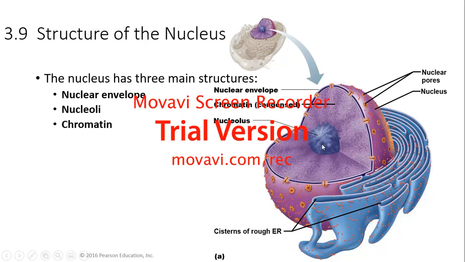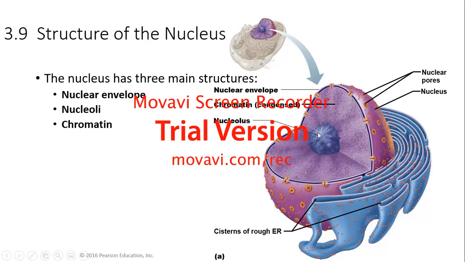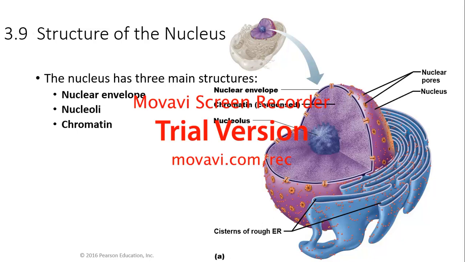So remember, the nucleolus makes ribosomal RNA. It makes the rRNA. The rRNA is used to make up the ribosomes, okay, where protein synthesis occurs. And then you have chromatin. Chromatin is just DNA wrapped around proteins, wrapped around histones, okay? When you see the word chromatin, all that means is DNA wrapped around proteins, okay? And then you have nuclear pores for things to get in and out, okay?